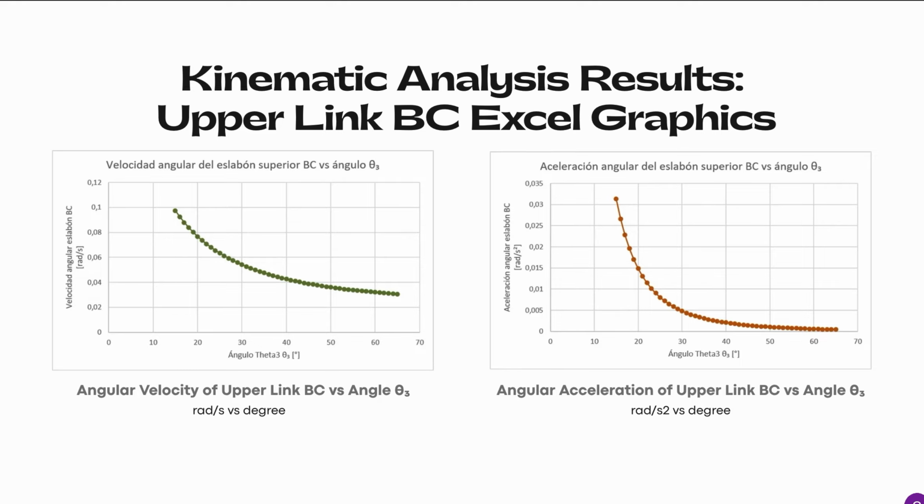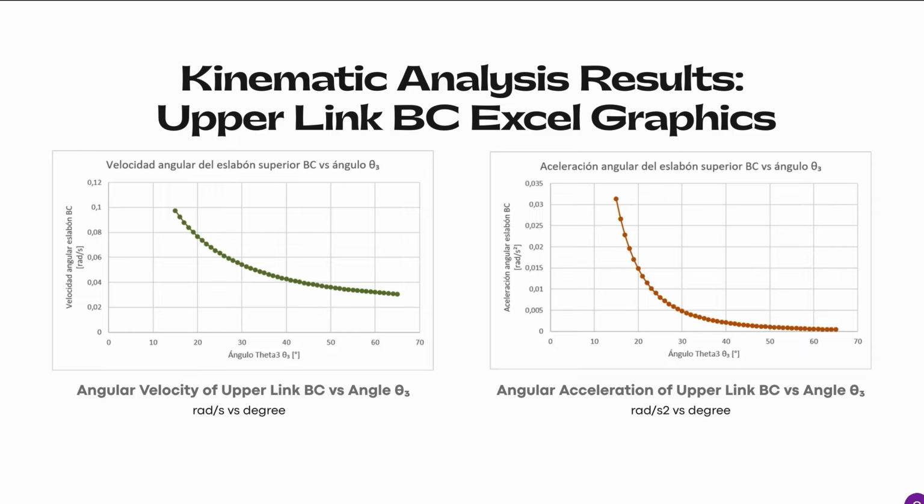This slide shows the kinematic results from the upper link BC, which connects the central joint to the load platform. On the left, the angular velocity curve is very similar in shape to that of the lower link, starting high at low angles and decreasing steadily as theta3 increases. This similarity is expected given the geometric coupling between both links through the central joint.